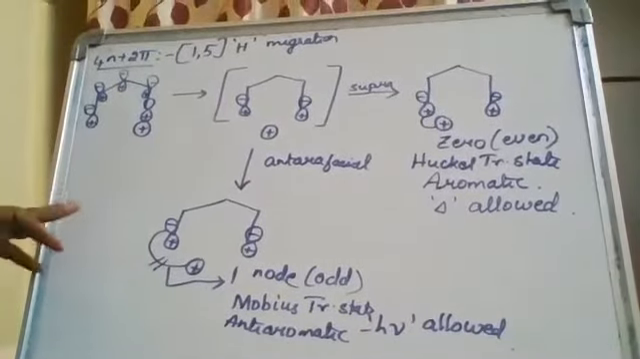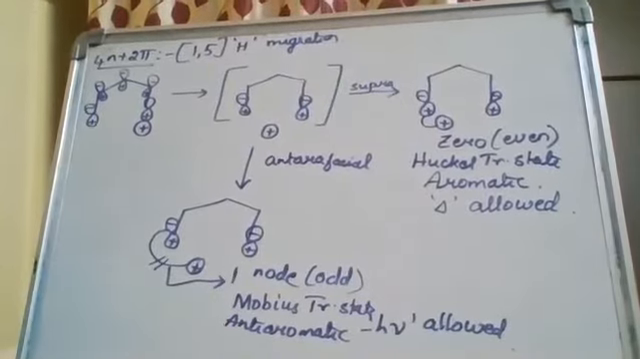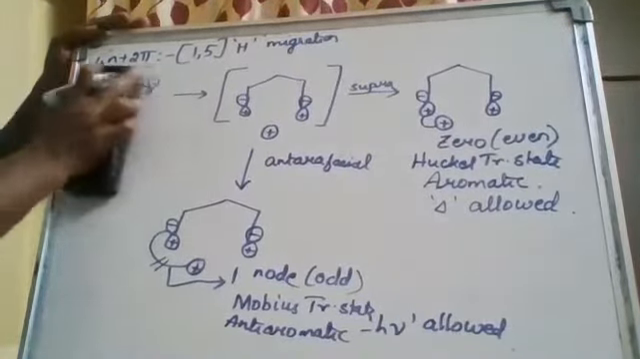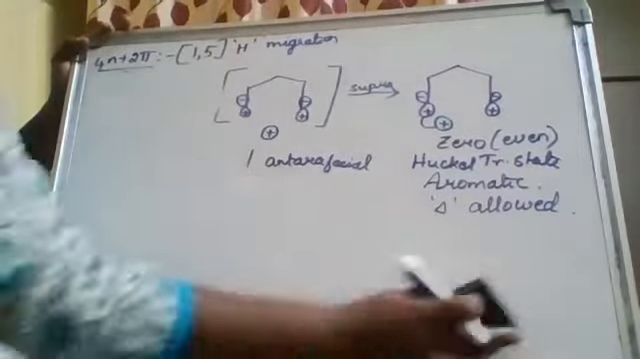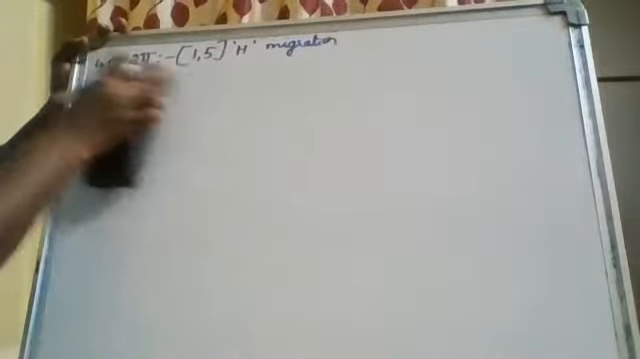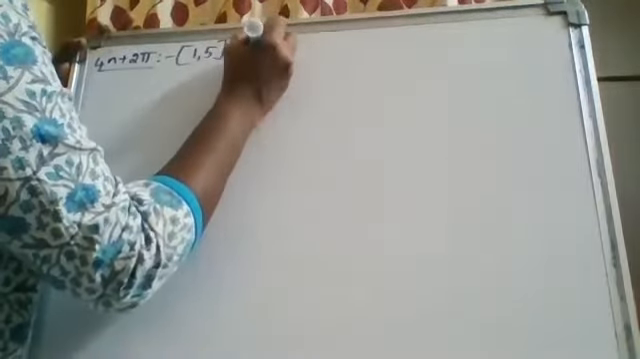Now we are going to do the same one, 4n plus 2 pi system, but with group migration. Again, group migration with retention of configuration and with inversion of configuration. So 1,5 group migration.